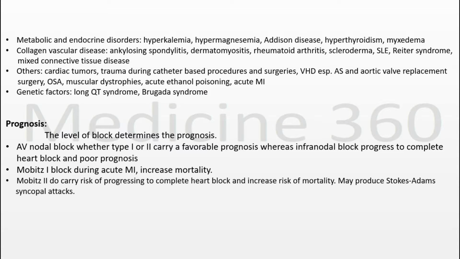Other disorders are metabolic and endocrine disorders. Hyperkalemia can cause atrioventricular blocks. Then there is hypermagnesemia, and Addison disease, which is adrenal insufficiency and can lead to hyperkalemia. Then there is hypothyroidism, myxedema, which is severe hypothyroidism.